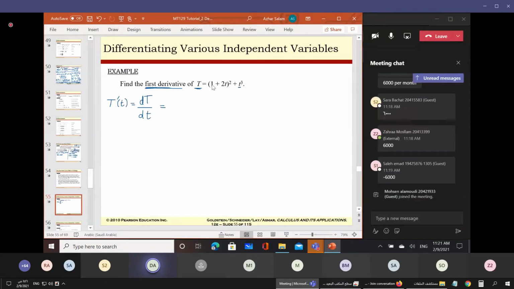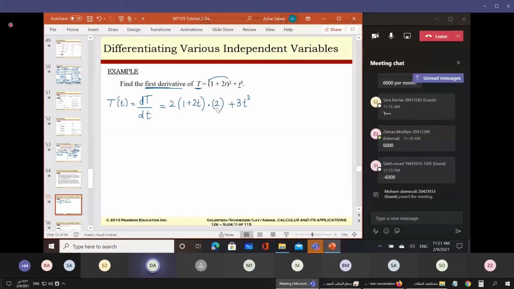Here I will differentiate this, so it will be 2. I take this power down, multiplied by 1 plus 2t, 2 minus 1, it will be 1, multiplied by the derivative of what is inside here, which is 2. The derivative of 1 is 0, the derivative of 2t is 2. Plus the derivative of t to the power 3, which is 3t squared.